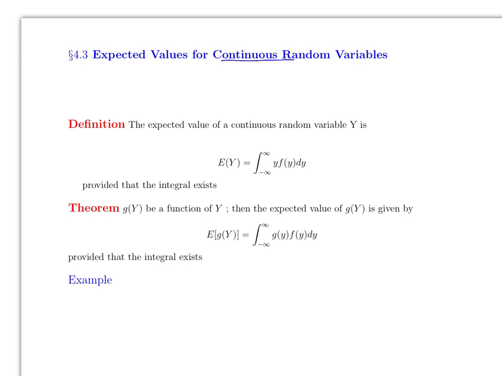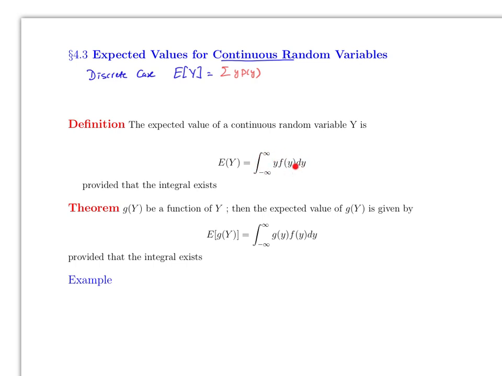Now, just to refresh your memory, in the discrete case, the expected value of the random variable y was equal to the sum of y times p of y. So in the continuous case, the summation is going to be replaced by the integral. Notice the similarity, and the p of y is replaced by the density function f of y, and you just have to integrate.